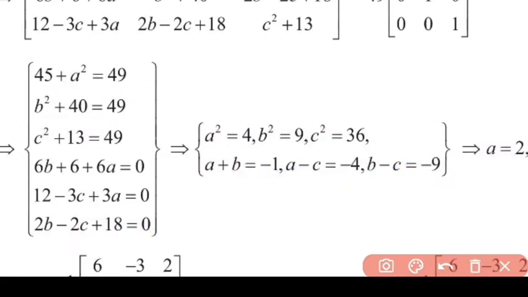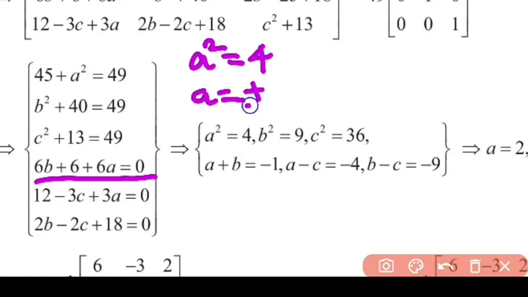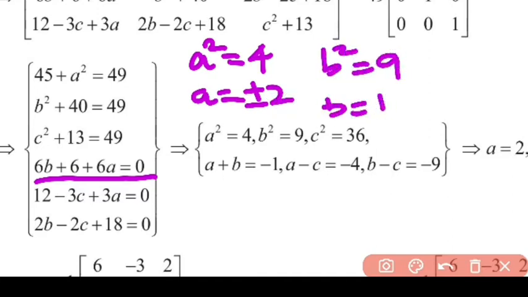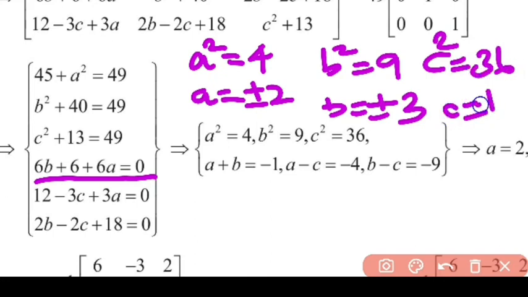From that, and the second condition given here: if a square equals 4, then a equals plus or minus 2. If b square equals 9, then b is plus or minus 3, and if c square equals 36, then c equals plus or minus 6. So that gives two values each for a, b, c, but we need one value. So we verify with the remaining equation, and we get one value.